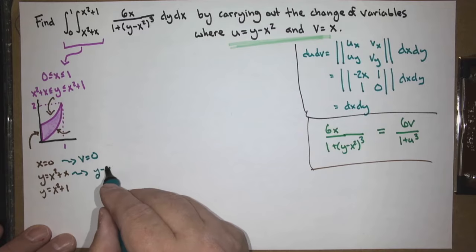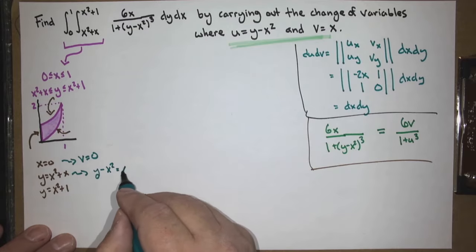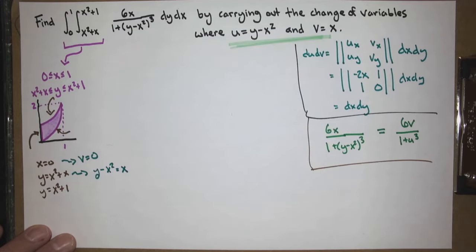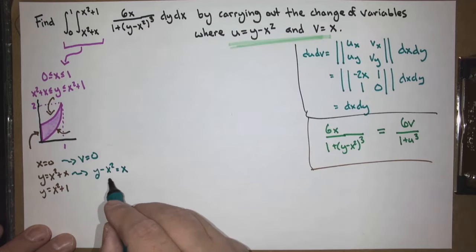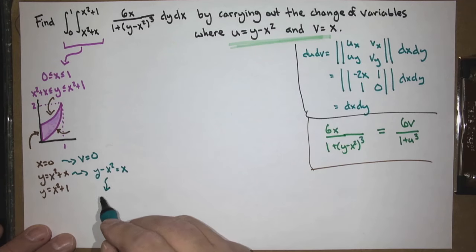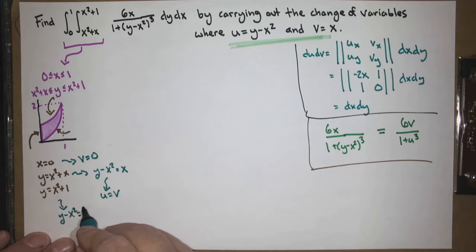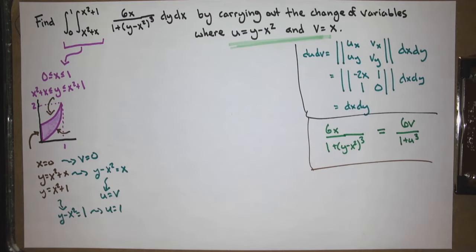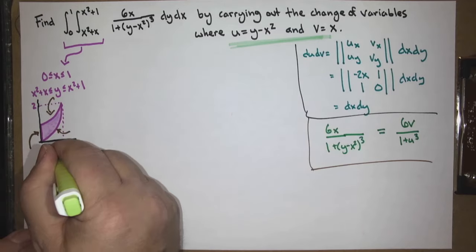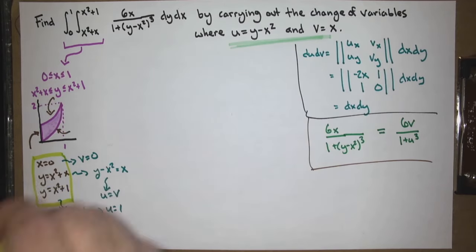So we can move the x squared across to make it y minus x squared equals x. And what does that become? It becomes u equals v. Similarly, we'll move the x squared across. y minus x squared equals 1. What does this become? u equals 1. So what we did is we said we have our old boundary curves.